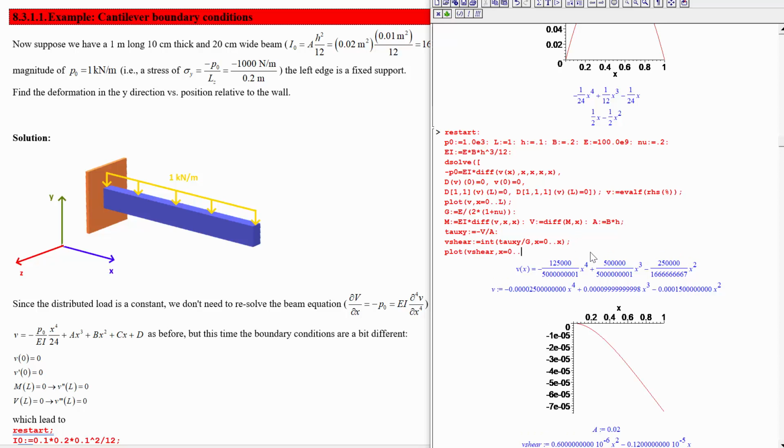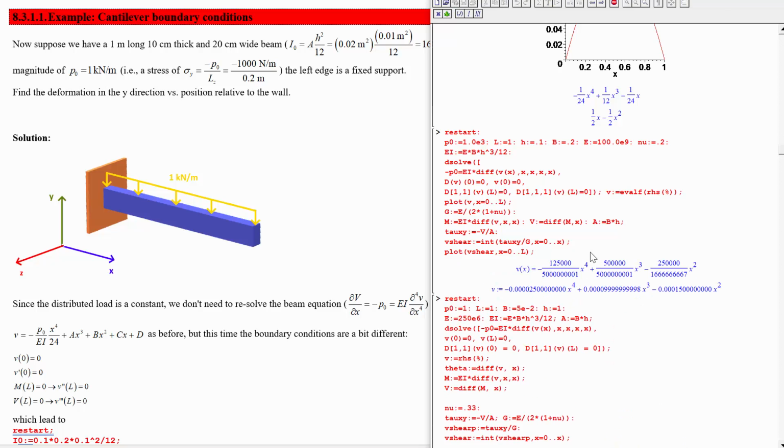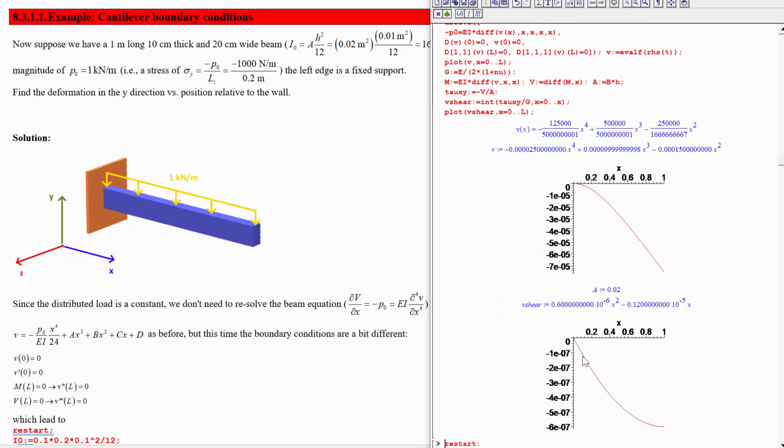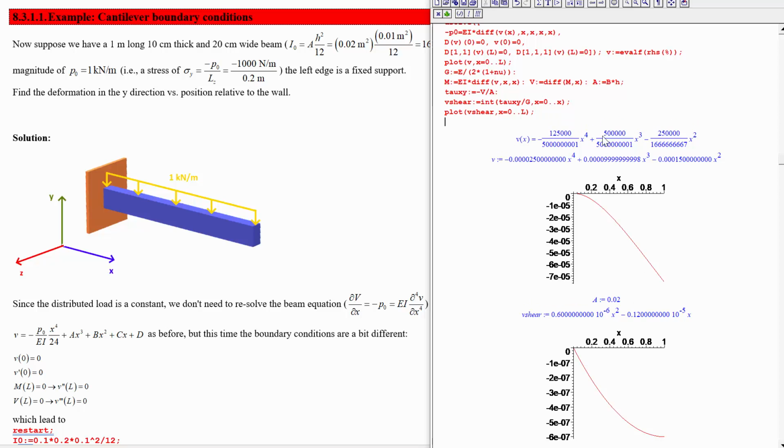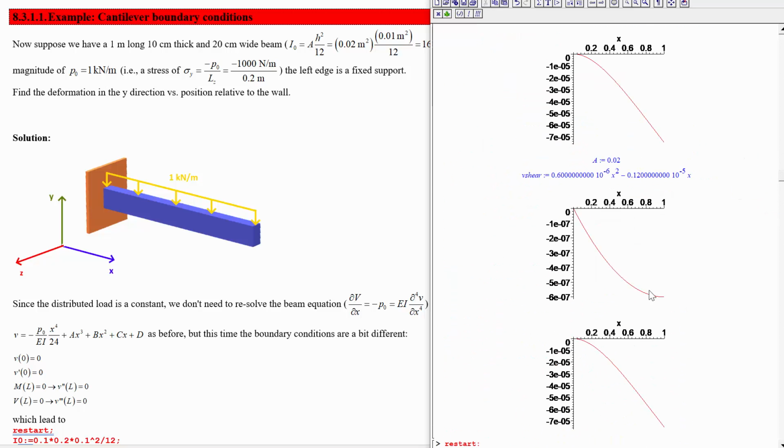Plot V shear, x is 0 to L. So from shear alone, we end up with displacement that's on the order of something E minus 7, which is not much compared to the E minus 5 that we got from the bending alone. We could plot them both. Plot V plus V shear, x is 0 to L. And it's not going to be that different from just the bending plot by itself.